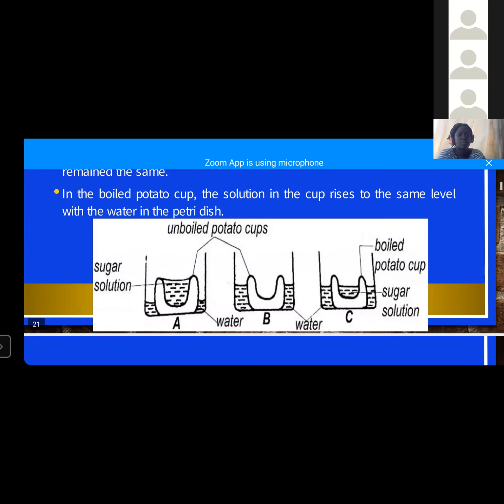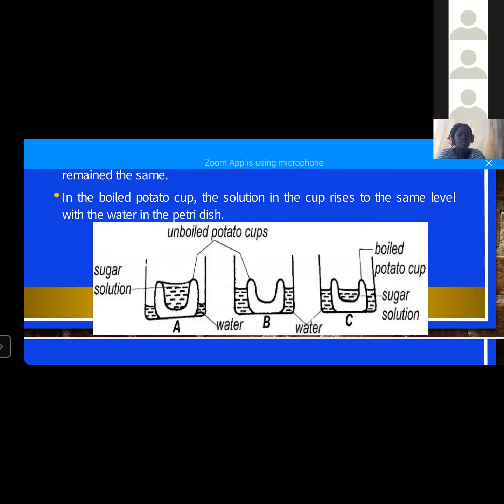What you would observe is that in A, which is the unboiled potato, you can see water moving into the cavity and filling up. In the unboiled one, but remember there is no sugar in B. So no water moved inside because there is no sugar. In C, the water entered. Remember, this is boiled. Water entered, but it is on the same level.